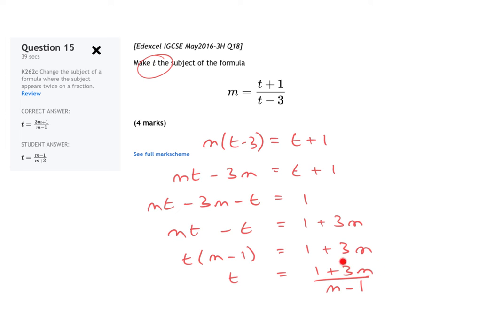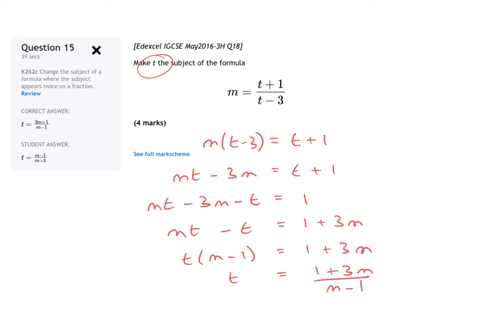Just compare that answer here to the correct answer listed in the mark scheme. It might look a little bit different. All they've done is they've got 3m plus 1, and I've got 1 plus 3m. These two expressions are identical, so my answers are identical, and that will be fully acceptable by an examiner.